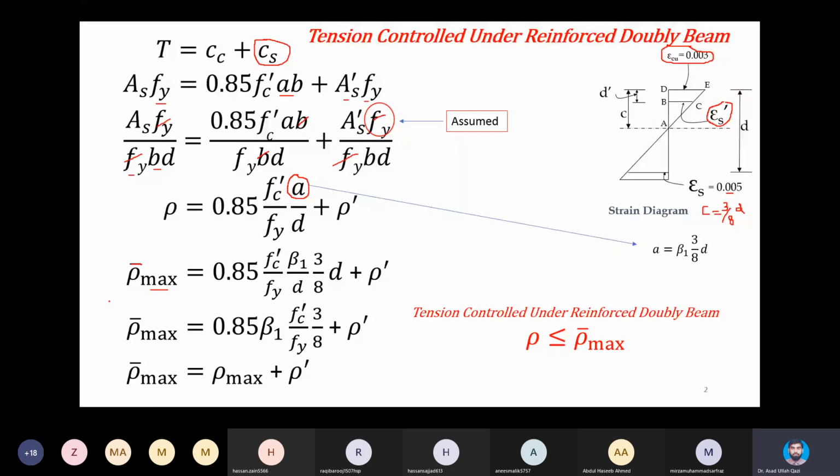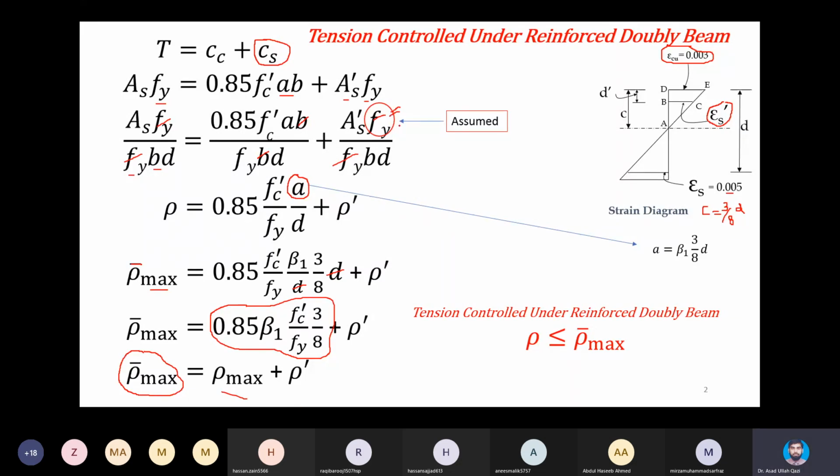So when I substitute A over here and I rearrange my terms, I will get cancellation of D, and then when I examine the first component, it is exactly the rho max equation which we derived for singly beam. So it means I can then replace it with rho max of singly plus rho prime. So it means rho max of doubly beam is simply the summation of rho max of singly plus rho prime. And don't forget, in this equation, by default, you are assuming that when steel on the tension side it is at 0.005, steel on the compression side also yield it. So it is like case 1.